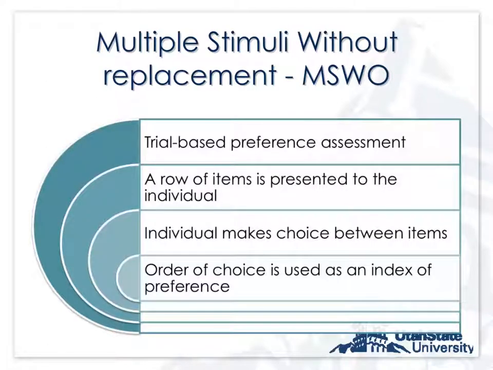A type of trial-based preference assessment is the multiple stimulus without replacement, or MSWO. It consists of presenting a row of stimuli in front of the individual and allowing him to choose one item at a time until they have all been selected. This type of assessment is called a trial-based preference assessment, as preference is assessed in a series of trials, where the order of choice is used as an index of preference.